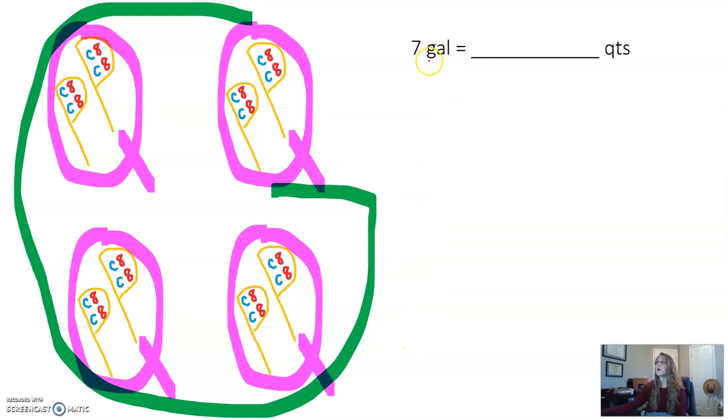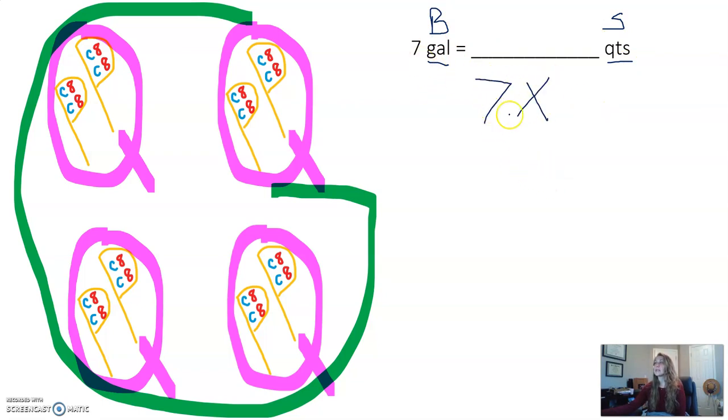All right, in this problem, we are going from gallons to quarts. And you'll notice I use the abbreviations this time. GAL, gallons, QTS, quarts. Obviously, in the land of Gallon, gallon is my big unit, so quarts is my small unit. We're going from big to small, multiply them all.